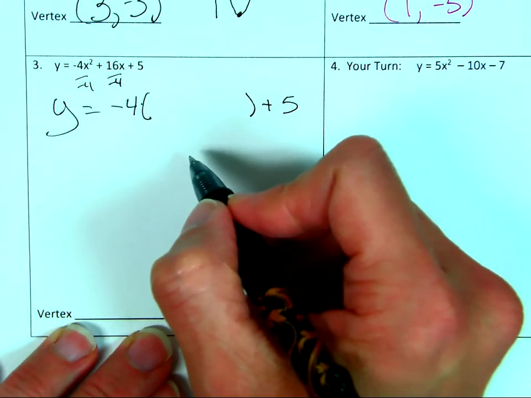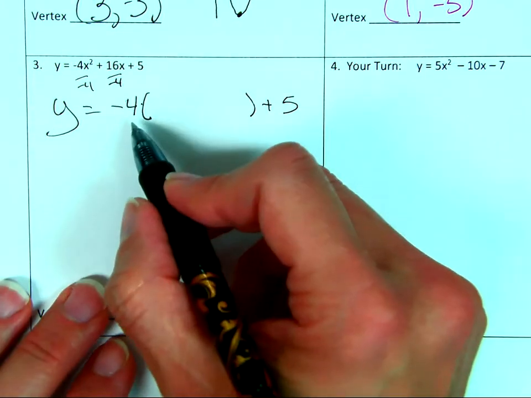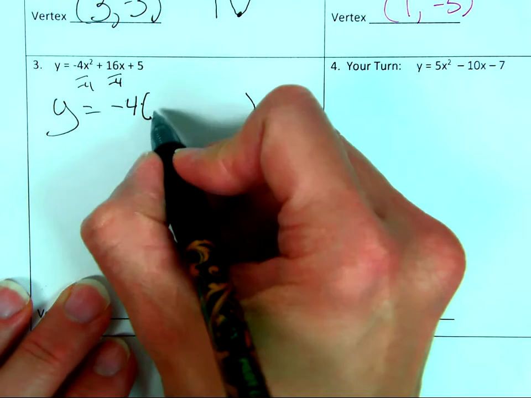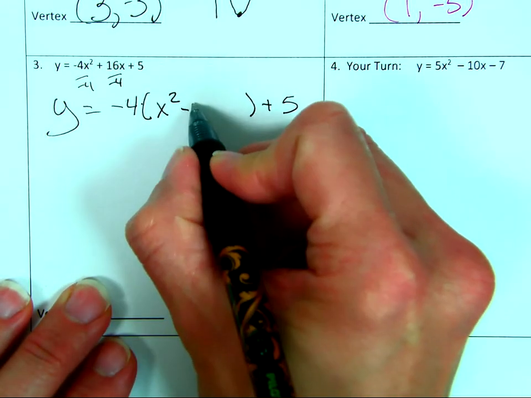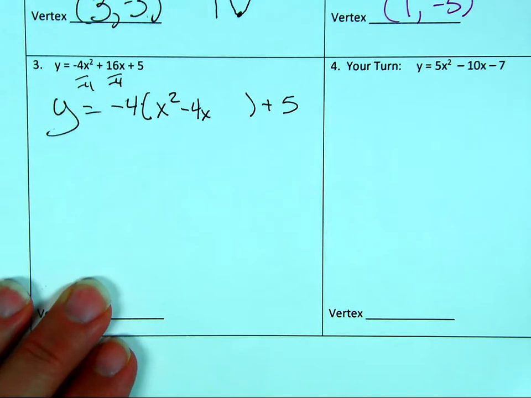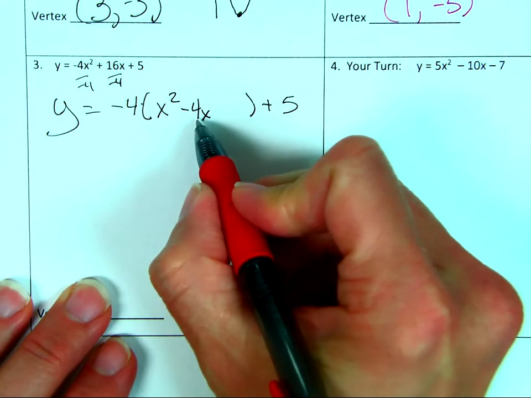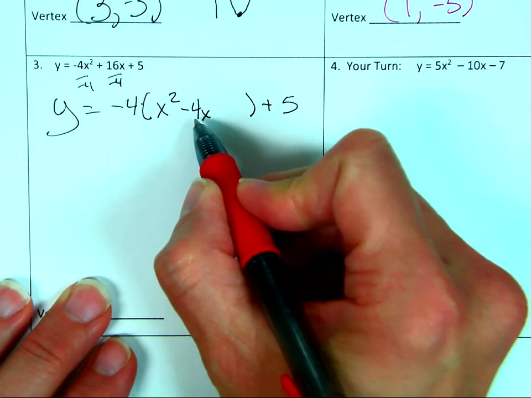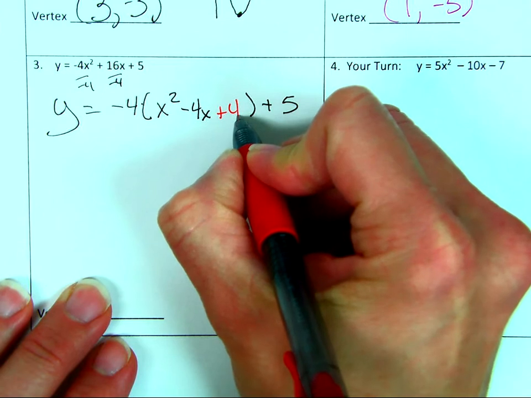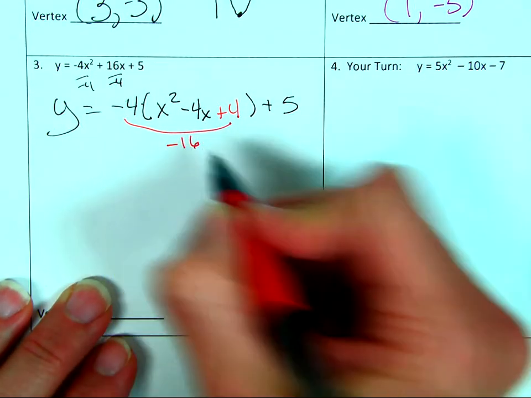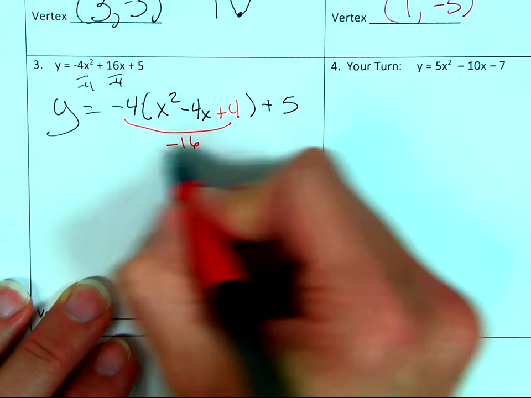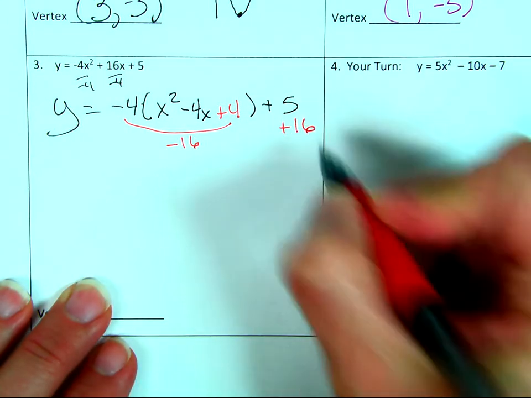But if you try to factor out, you might forget the negative. Because if you divide by negative 4, this becomes positive, but then this becomes negative. 16 divided by 4 is 4. All right, so I'm going to take half of negative 4, which is negative 2, square it, which is 4, and I'm going to add it here. But what did I really do? I really just subtracted 16. So if I really subtracted 16, I have to add 16 over here.